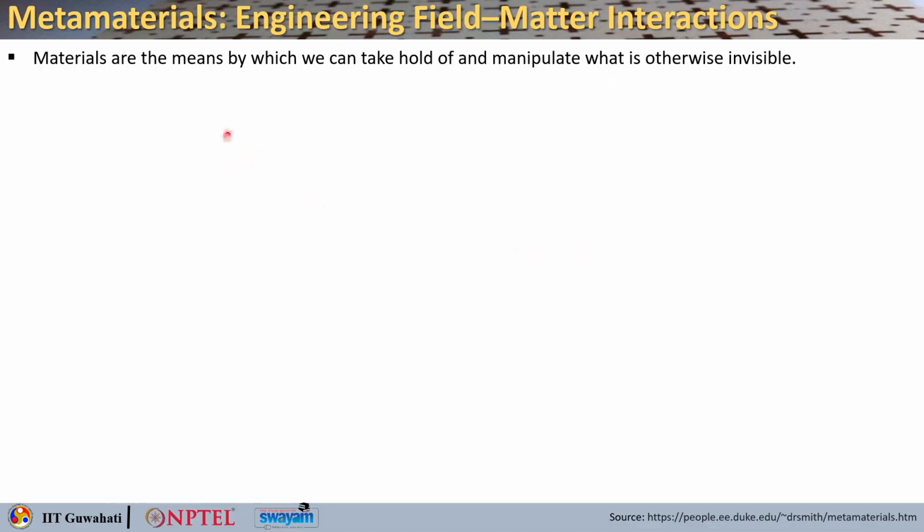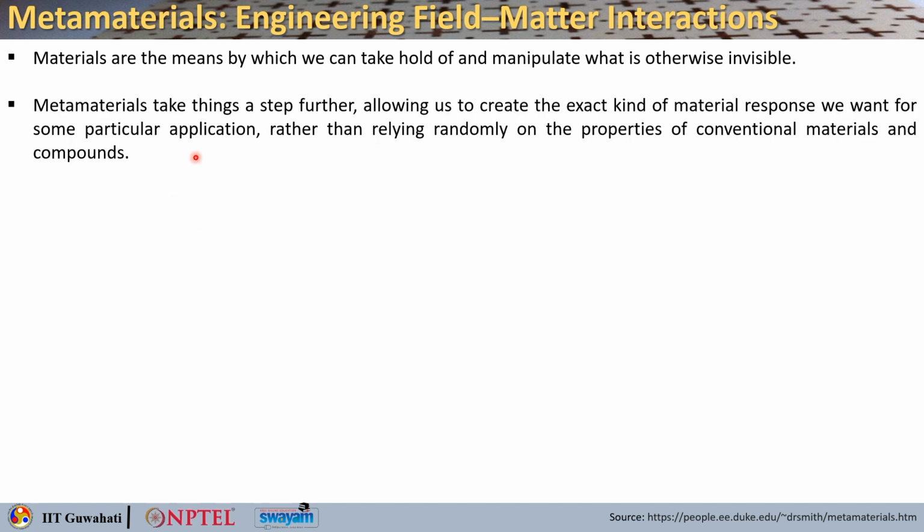Materials are the means by which we can take hold of and manipulate the field which is otherwise invisible. That is where metamaterials belong, and they allow you to take things a step further, creating the exact kind of material response we want for a particular application, rather than relying randomly on the properties of conventional materials and compounds found in nature. This is the best thing about metamaterials: they allow you to engineer the material to give you your desired response.